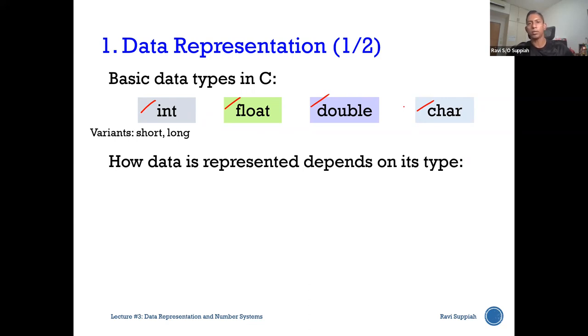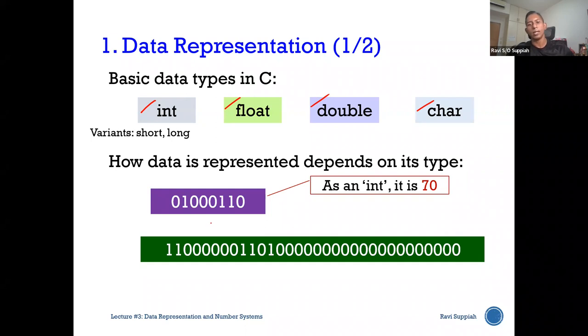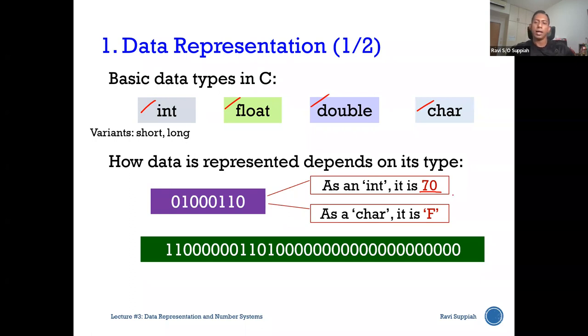Now, how is it actually represented, based on its type? You can have an 8-bit value, you can have a multi-bit value, and so on. If I look at this 8-bit value over here, I can treat it as an integer and interpret it as 70. If I treat it as a character, I will say this is character F.